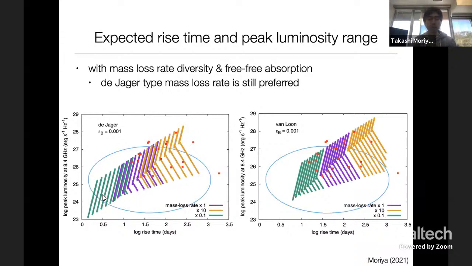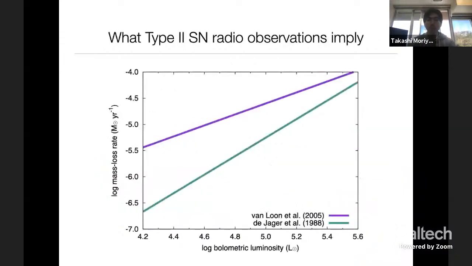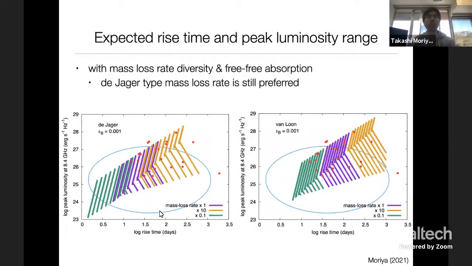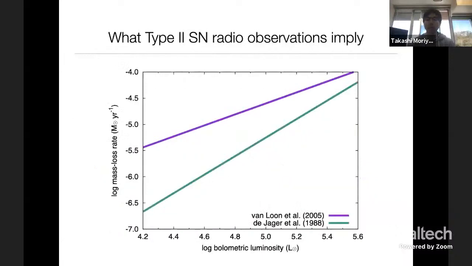So basically, this includes everything, and as you can see, the Jaga rate covers the observed range of radio rise time and peak luminosity relatively well, while the Fandun rate still has difficulty explaining this variety observed in radio supernova light curves. So from the radio observations, we can say that Jaga-type mass loss prescriptions, covering from relatively low to relatively high mass loss rates in the supernova luminosity range, are preferred to explain the radio properties of type 2 supernovae.